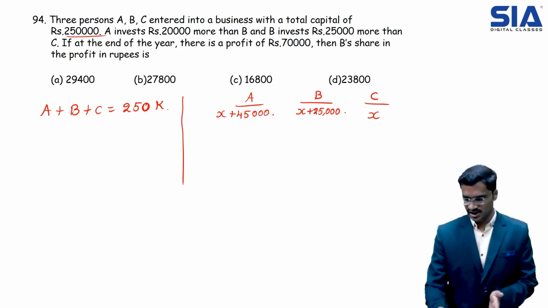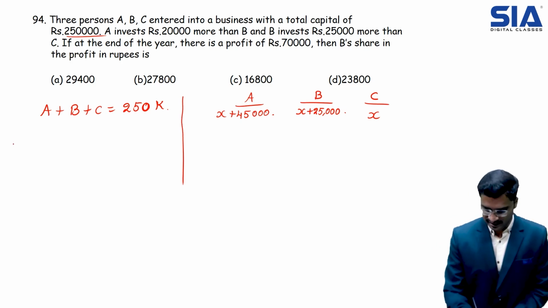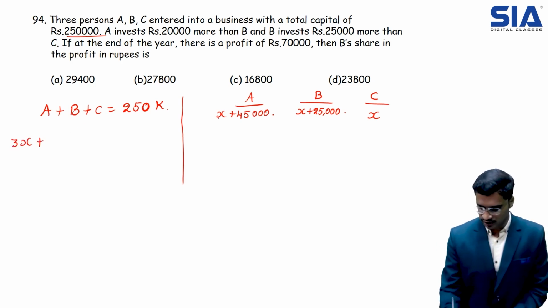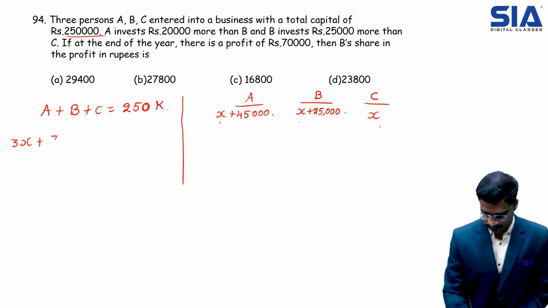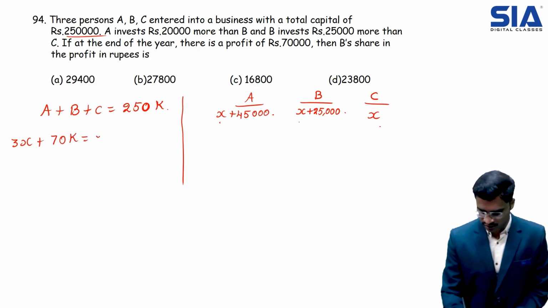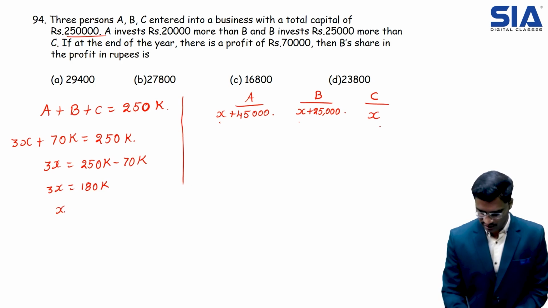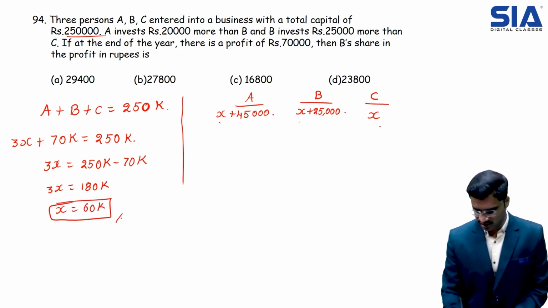So let us substitute A, B, C values here. After adding, I can say that 3x plus 45,000 plus 25,000. 45 plus 25 is 70,000. 70,000 is equal to 2,50,000, or 250k. Then 3x is nothing but 250,000 minus 70,000. Then 3x is 180,000. Then the value of x is 60,000.